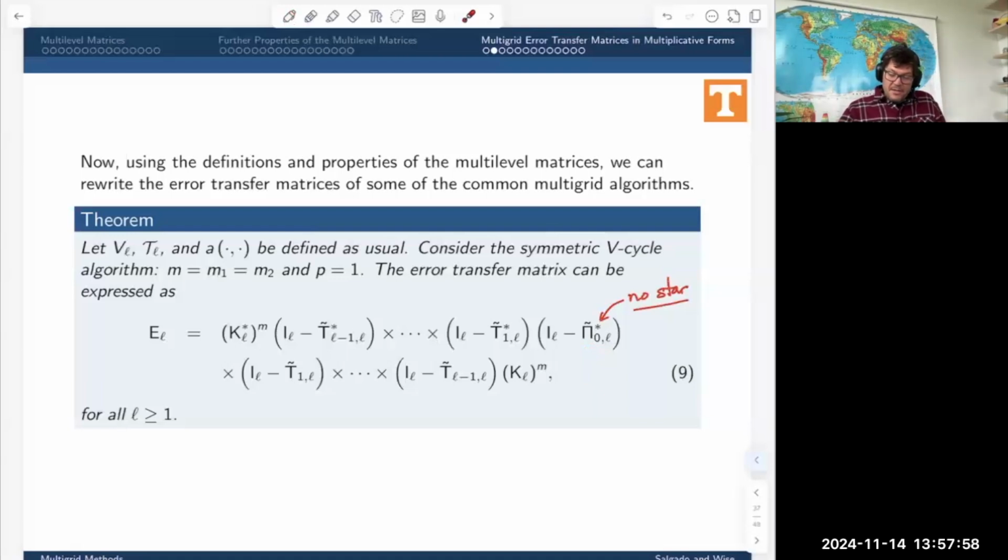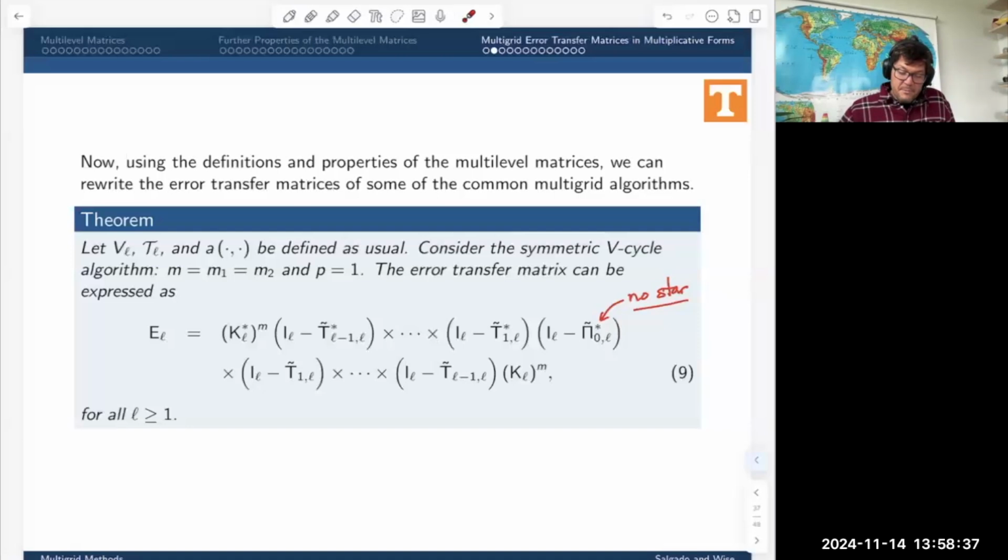Then you start stacking these guys going in reverse order. So then I have this error matrix, I_L minus T_1 tilde L. Then, of course, the next one would be I_L minus T_2 tilde L. And you go all the way up until you get to level L minus 1, I_L minus T_{L-1} tilde L. And then finally, to cap it off, we have the error transfer matrix for smoothing at level L to the M.